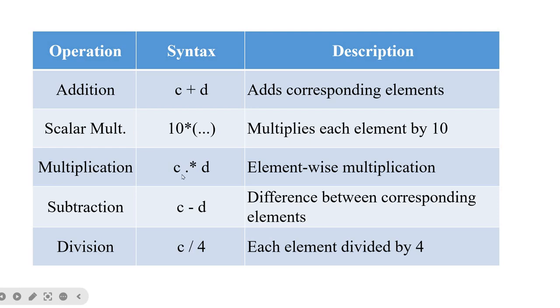Then you have multiplication, that is C dot star D. So here it is element-wise multiplication. The difference between these two is that here it is a scalar multiplication, where you are multiplying each element by a number, by a scalar, which is variable. Whereas here in multiplication, you are multiplying the corresponding elements of both the matrices. So it is element-wise multiplication. Then comes the subtraction, that is C minus D, where we'll find out the difference between corresponding elements. And next comes the division, that is C by 4, where each element is divided by 4.